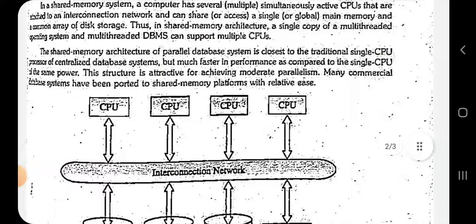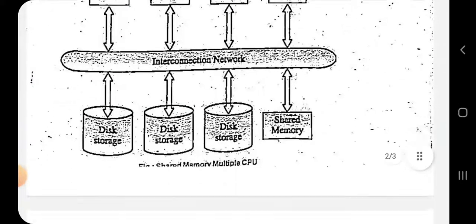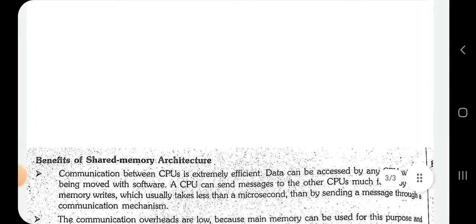Shared memory architecture is similar to the single CPU architecture or centralized database system architecture, where you have a single CPU, a DBMS, and then the database. It is similar to that, but here we have more than one CPU, which increases your performance when compared with a single CPU. In this way we have the arrangement in case of shared memory CPUs.